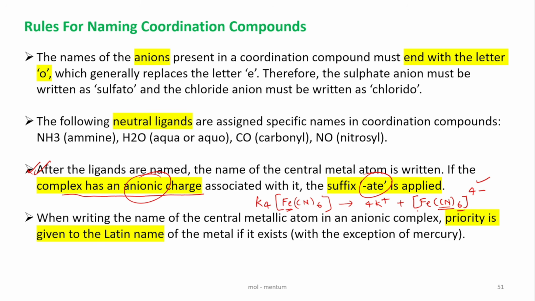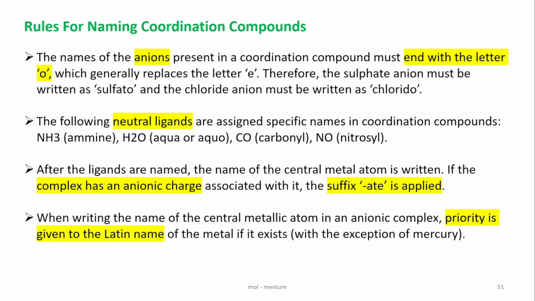Now, for the metals for which we have the Latin name, we use the Latin name. So for iron, we write ferrate. Now we have to add this ate. Why? Because the complex is negative. So the name would be hexacyanoferrate. Ferrate. Why ate? Because the complex is negatively charged. We will take more cases, more examples. When writing the name of the central metal atom in an anionic complex, priority is given to the Latin name. So that is why instead of ironate, we write ferrate.